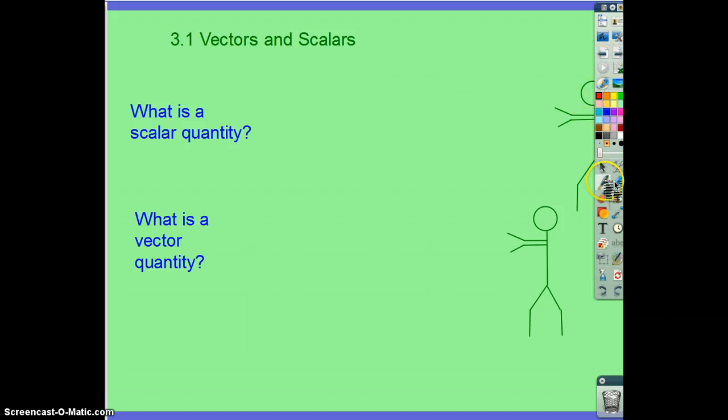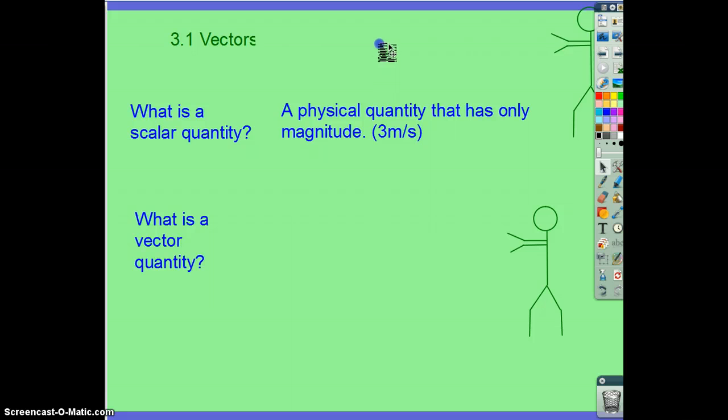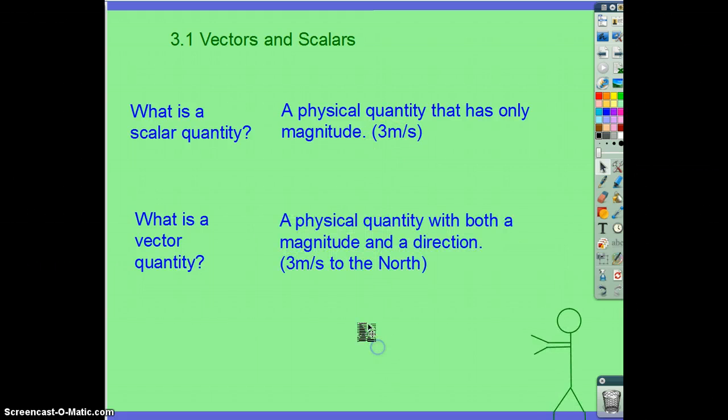So topics that we need to address in this chapter are vectors and scalars. You need to ask yourself, what is a vector quantity? What's a scalar quantity? Well, a scalar quantity is a quantity that has only magnitude, 3 meters per second. In comparison, a vector has both a magnitude and a direction. So 3 meters per second to the north. Now there are times when we will use a positive or a negative to indicate direction, and that's fine.